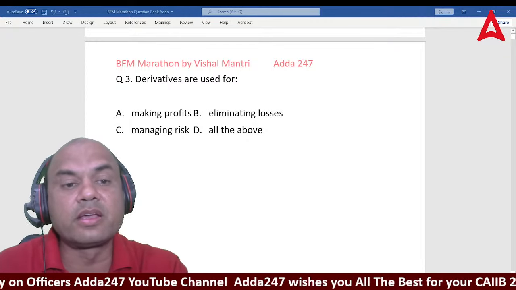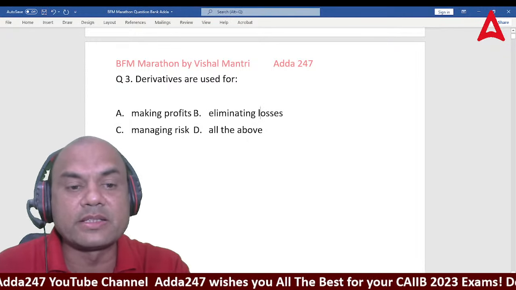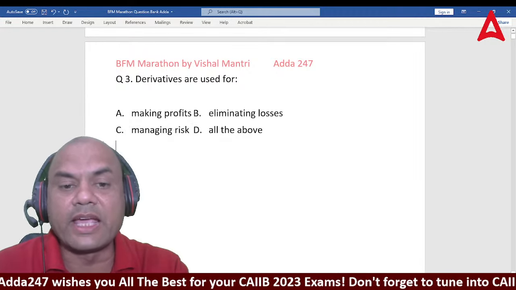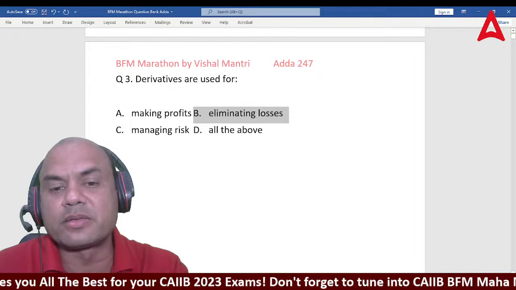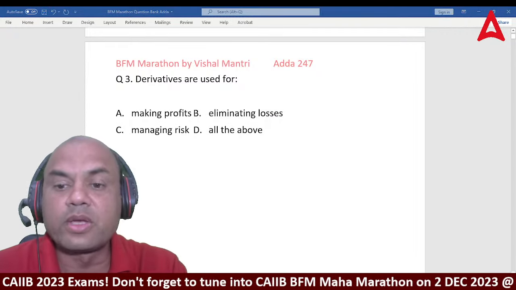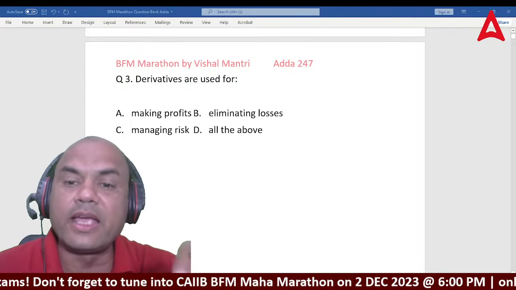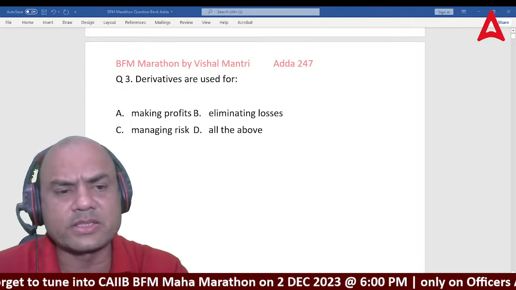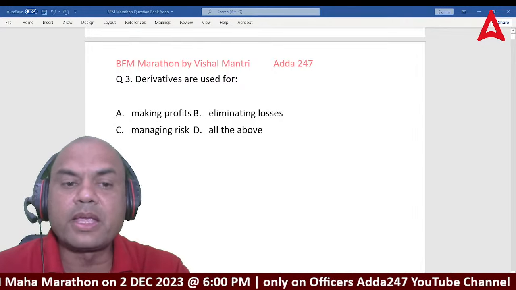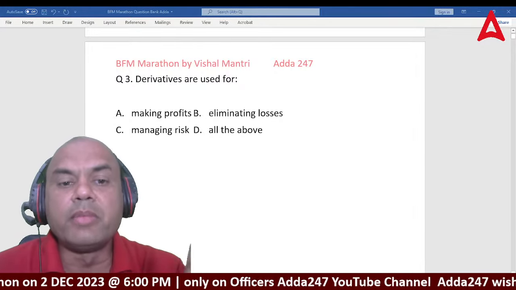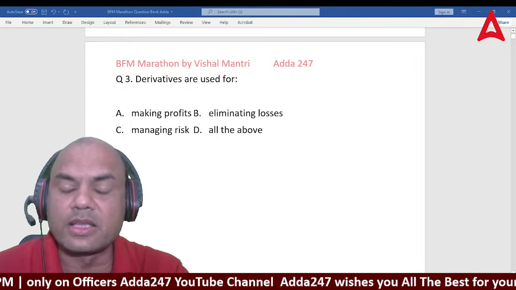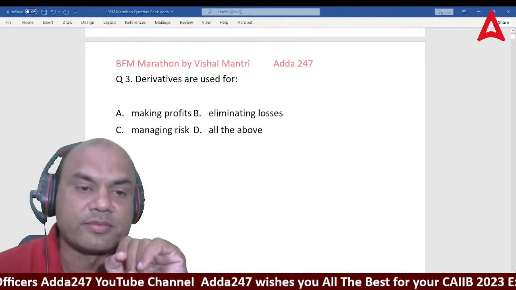So the answer over here is C, managing the risk. Eliminating losses is never the answer, because you can never eliminate loss in any trade, any forex transaction, any banking transaction. So B can never be the answer. Making profits is not the answer for CAIIB. Managing risk is the only thing. Now I'll tell you how to manage that risk.